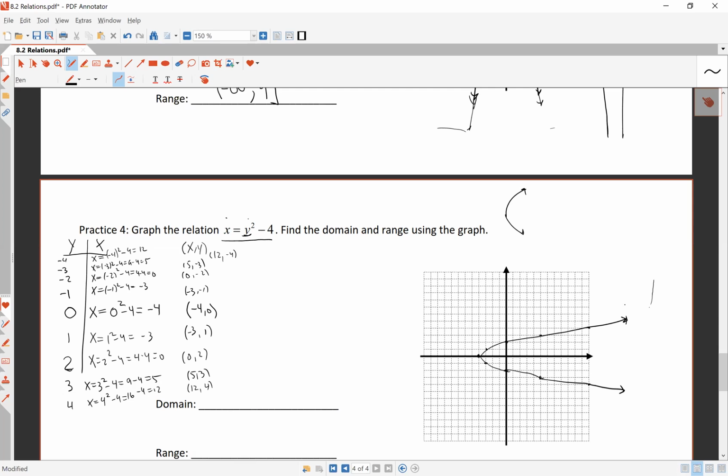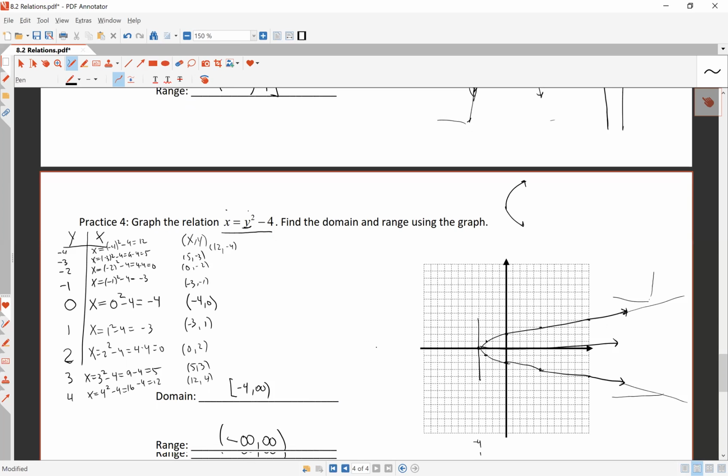And so this time, it's the domain that we look at, and it is not all real numbers, because it starts at an x value of negative 4, and the graph goes to the right from there. So this is from negative 4 to infinity, whereas now the range cannot be capped off because it continues up and down. So we have all real numbers, or negative infinity to positive infinity.